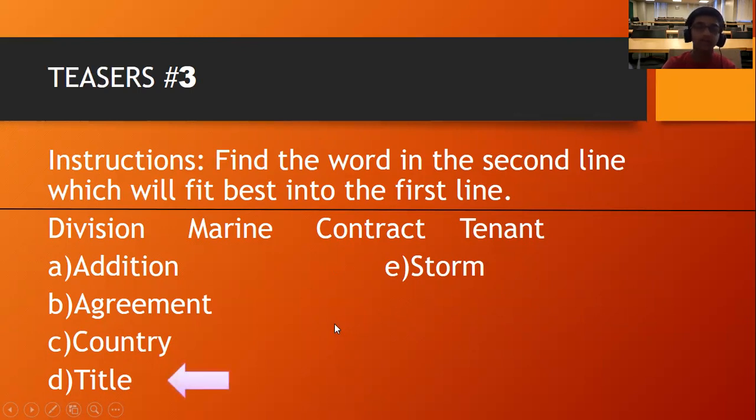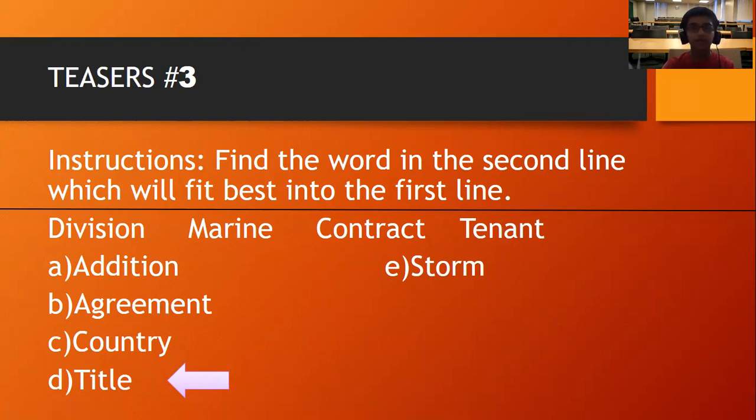This is because of its construction. Now you see, if you add the word sub to division, it becomes subdivision, submarine, subcontract, subtenant. All of these words, when you add sub to them, they will still have sense. But when you add sub to addition, sub-addition, it doesn't make sense. Sub-agreement, it also doesn't make sense. Sub-country, no. Subtitle, yes, now that makes sense.